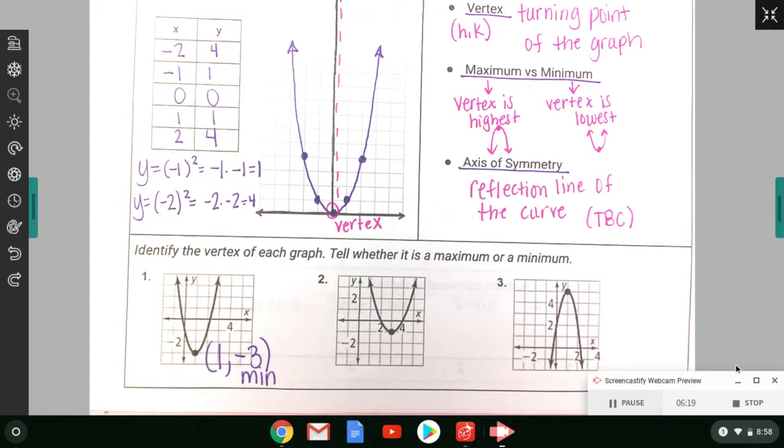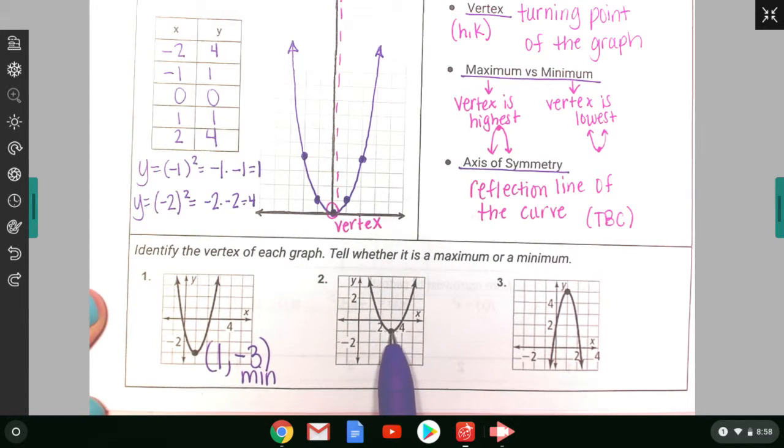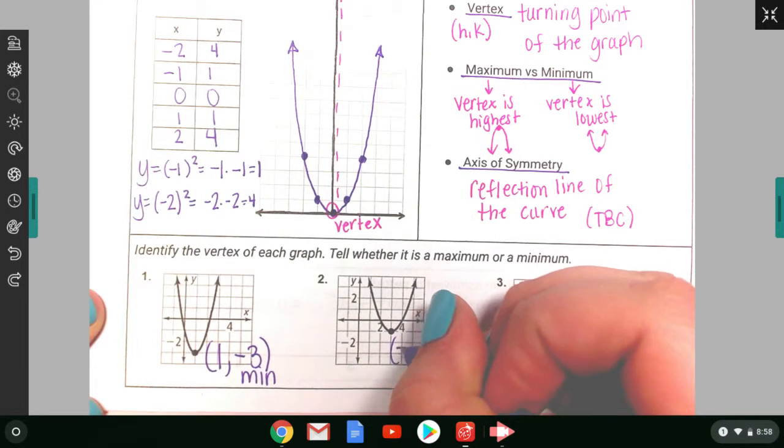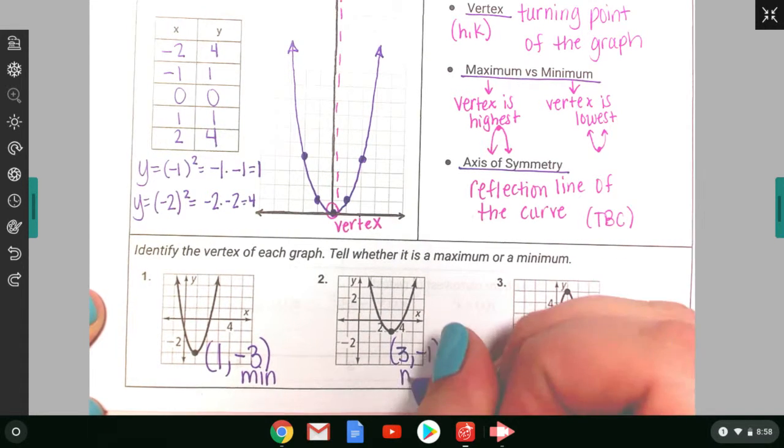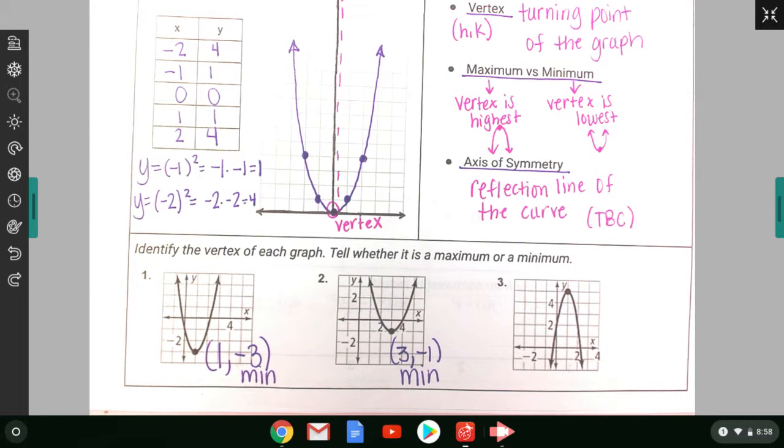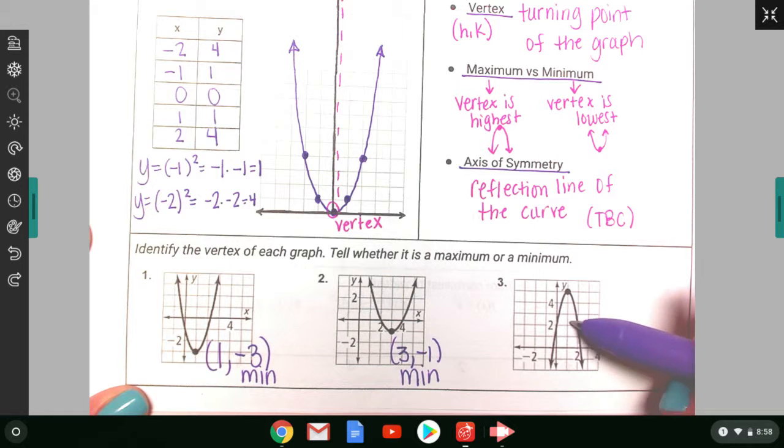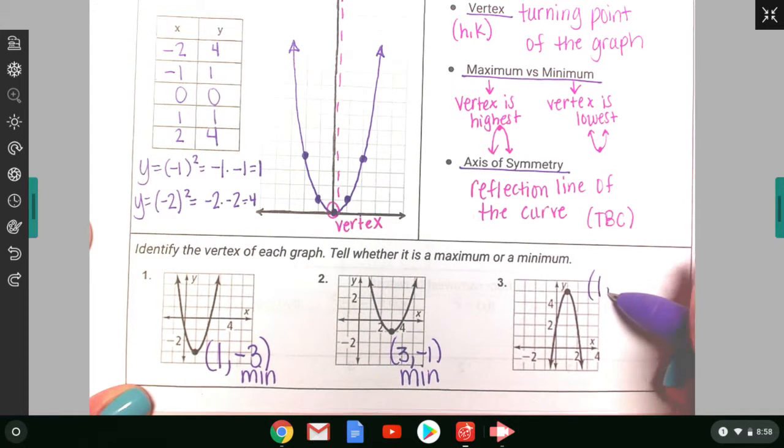And this next one, it's also a min. This one is at 1, 2, 3, -1. And it's also a minimum because it's the lowest point on the graph. The next one is at 1, 5, and it's at the very top, so it's a max.